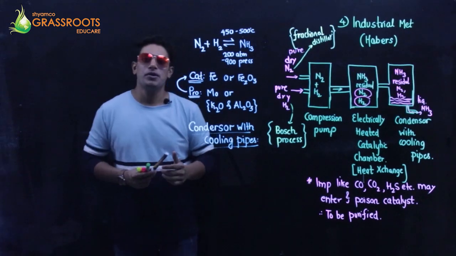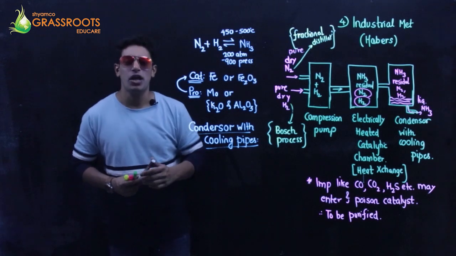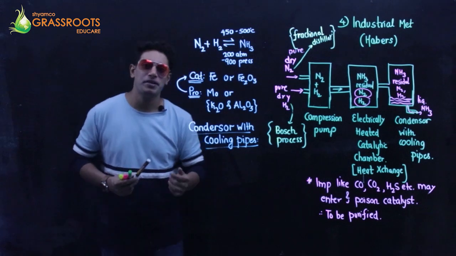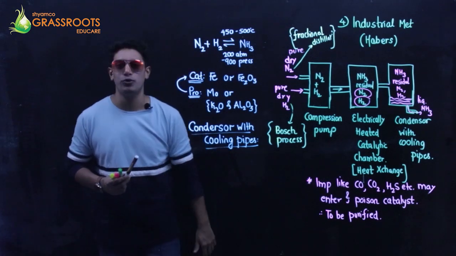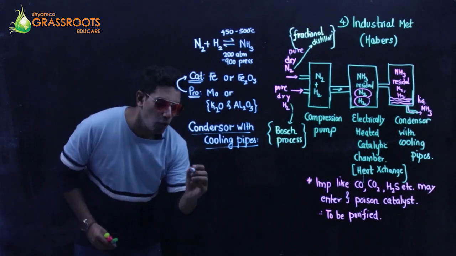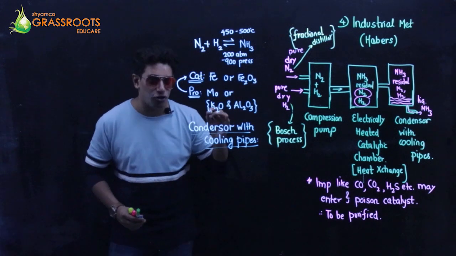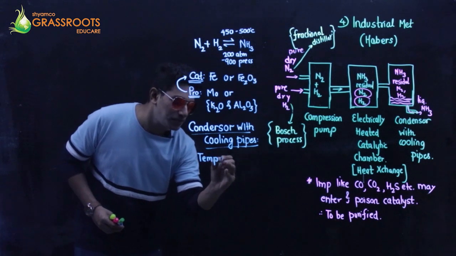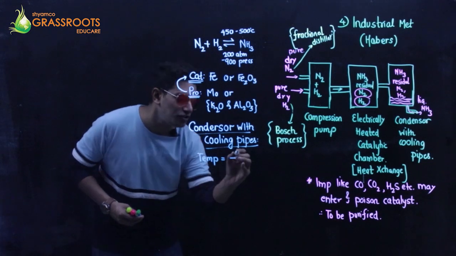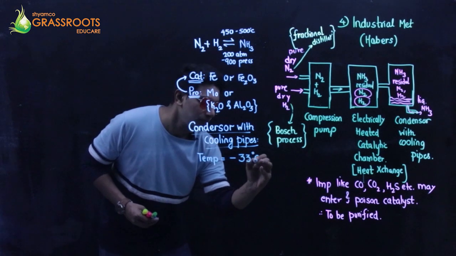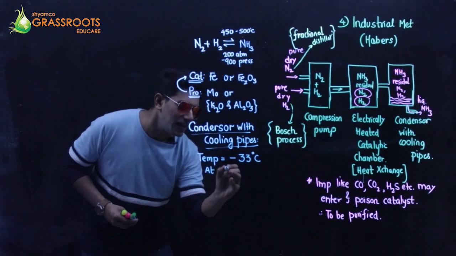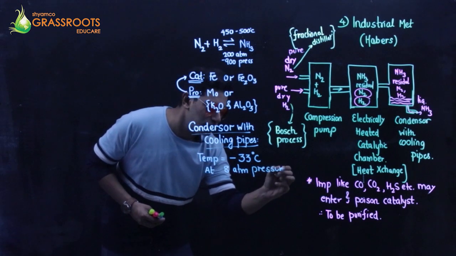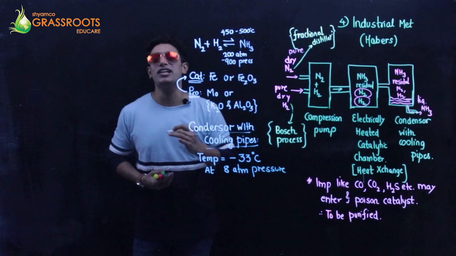In this chamber we have residual nitrogen, residual hydrogen, and the ammonia. I am interested in only obtaining ammonia. So the temperature of the last chamber is brought down to minus 33 degrees Celsius at 8 atmospheric pressure. At this temperature and pressure, the ammonia liquefies.